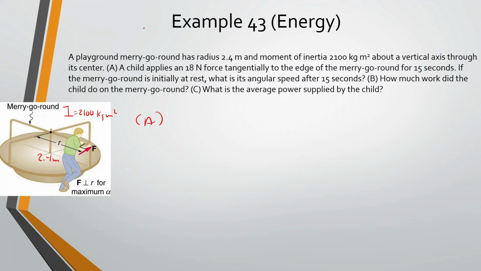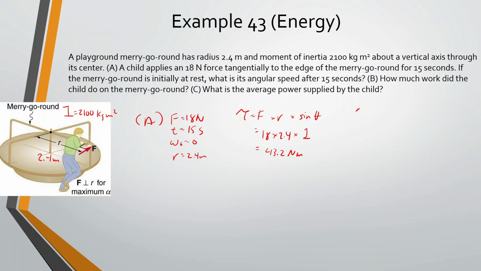Okay, so let's see what we have here. We're going to be applying a tangential force of 18 newtons for 15 seconds. It's initially at rest, and we also know the radius, 2.4 meters. Looking at this, I could probably find the torque. I know the force and the radius. So torque equals force times radius times sine of theta. The force is 18, radius is 2.4, and we're applying it tangentially, so theta is 90, which gives sine equal to 1. So the torque is 18 times 2.4, which is 43.2 Newton meters.